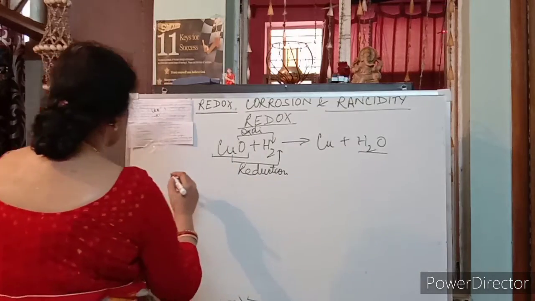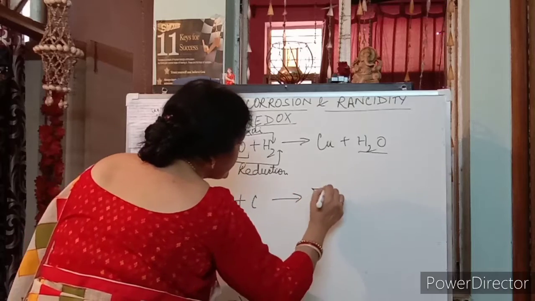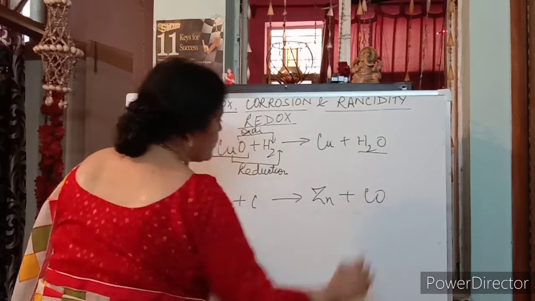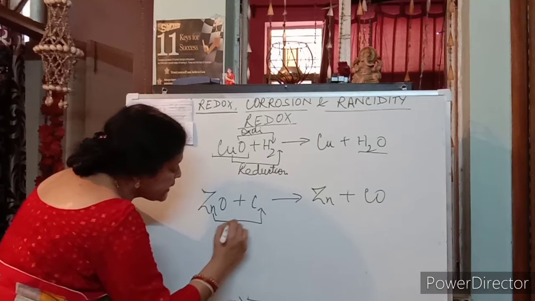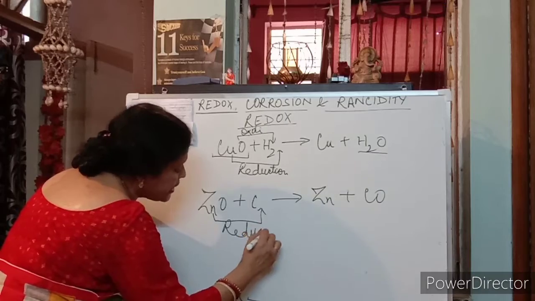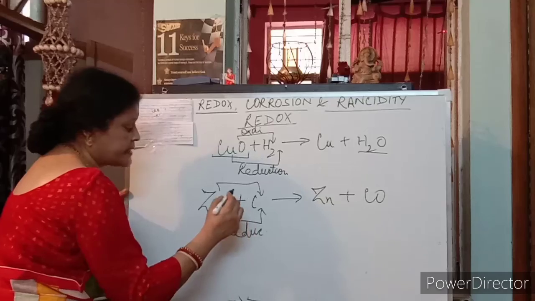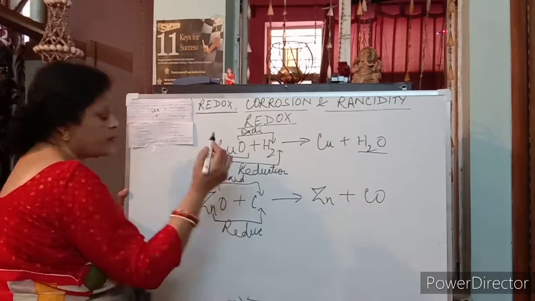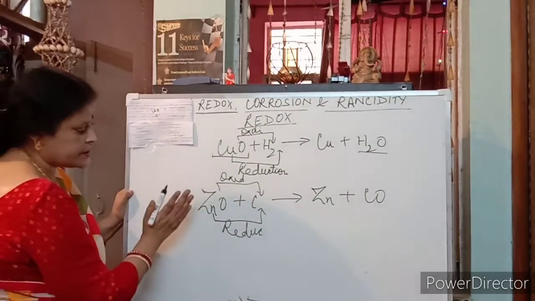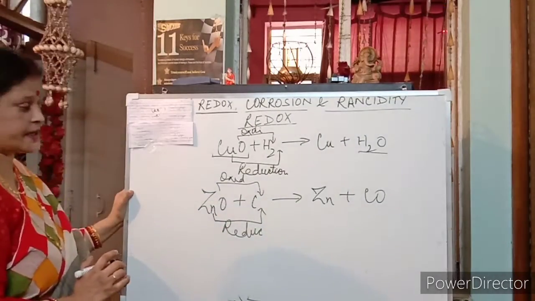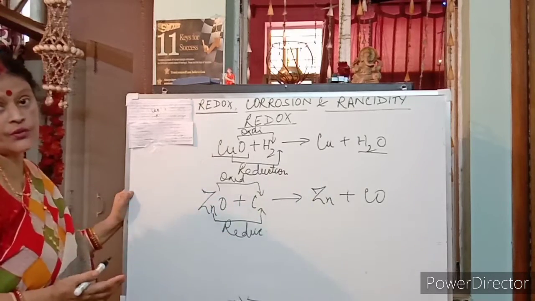Suppose I take another example, ZnO plus C gives Zn plus CO. Now oxygen is removed from zinc oxide. That means it is doing reduction. Oxygen is added to carbon to form carbon monoxide gas. So oxygen is added means oxidation. Very simple, nothing more is there. You only have to trace which is removing and which is adding. That shows a redox reaction. Most of the reactions come under redox only.